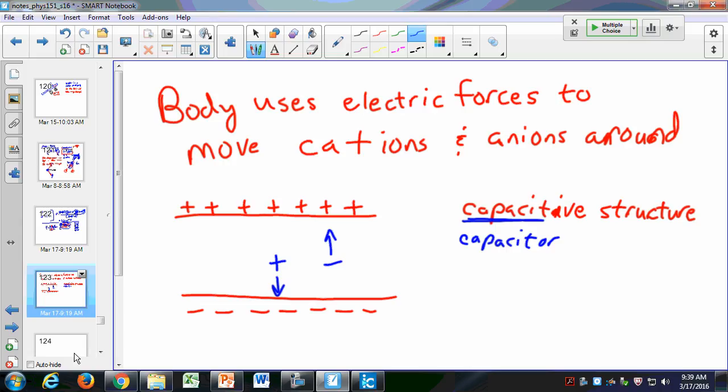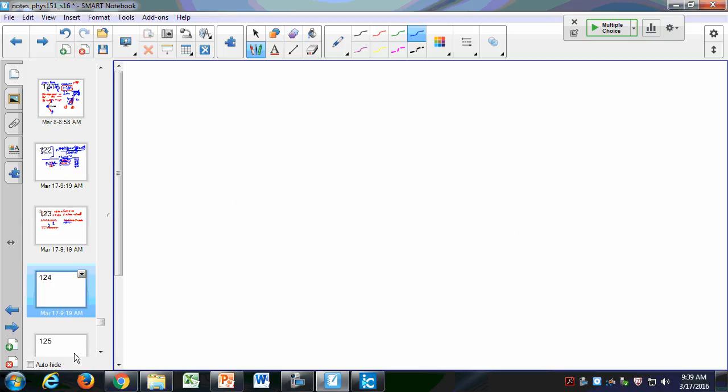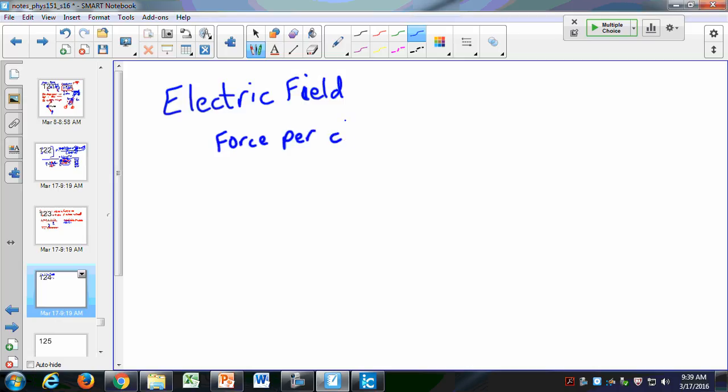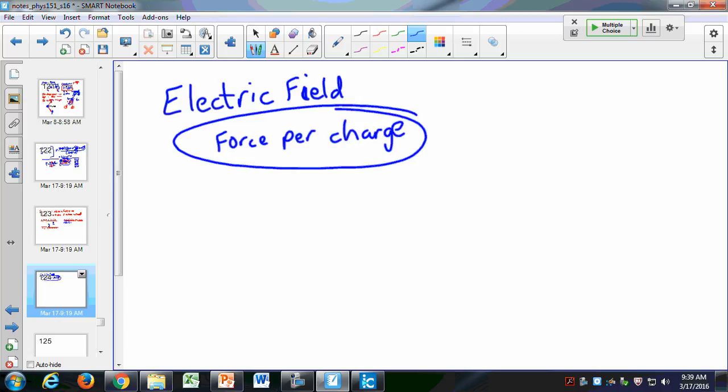Let's go into electric fields. Remember, if electric force is measured in newtons, an electric field is really just an extension of the electric force, but it's going to be a force per unit charge. An electric field is a force per unit charge, or per charge. That's sort of the basic definition of an electric field. In fact, if you ever hear about fields in general, a field is a force per unit something.